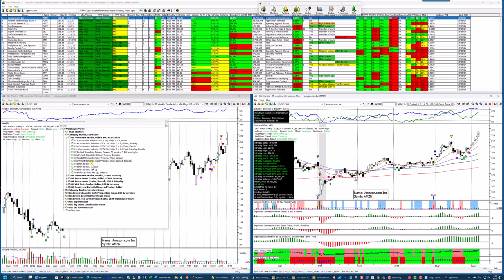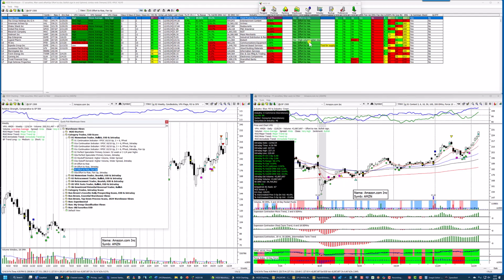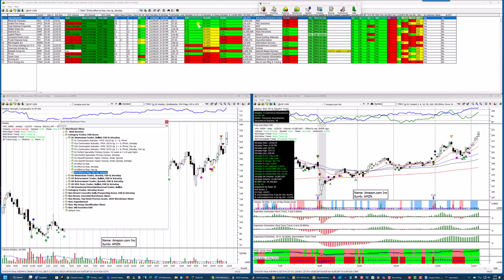Okay, moving on quickly. Effort to rise. If there's an effort to rise signal, it's going to be in here, and if you need a fan up, you can click on the fan up. So that's, see how many of these followed through. Some of them followed through today.